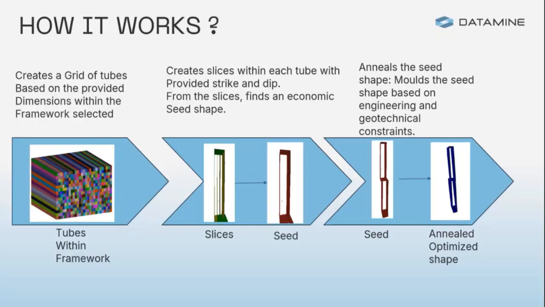It basically creates a tube based on the dimensions provided within the selected wireframe. And within each tube, it creates slices with the provided strike and dip, and then it combines those slices to find an economic seed shape. From the seed shape, it anneals the shape, molds the shape based on the engineering and geotechnical constraints to find the optimized shape. So that's basically how the MSO works in a simple nutshell. Now let's look into some of the scenarios and how to set them up.